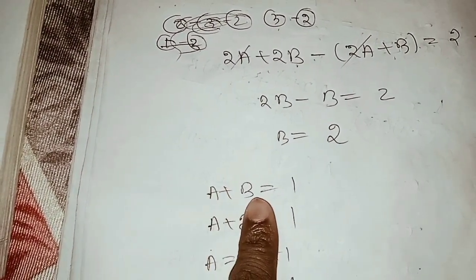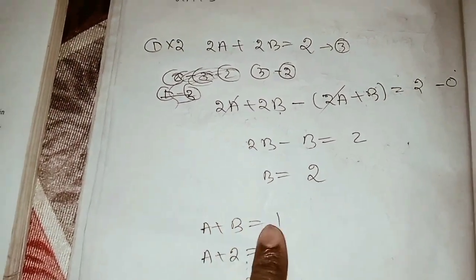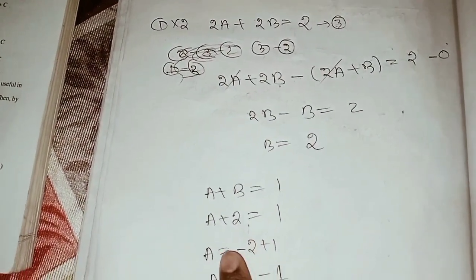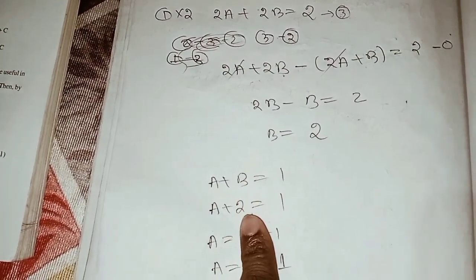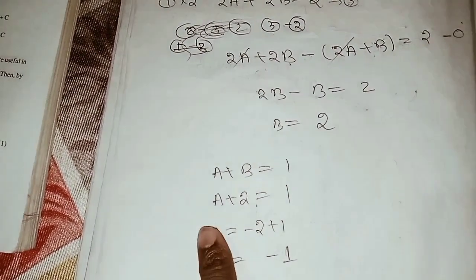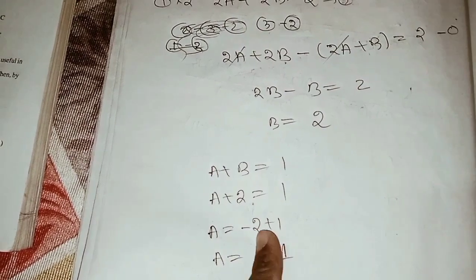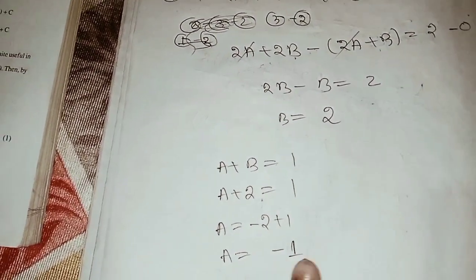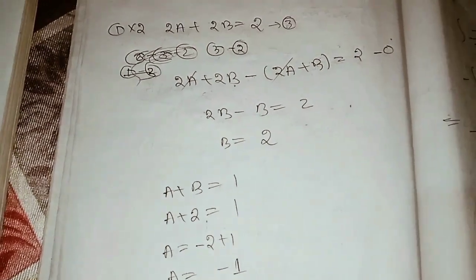So a plus b what? a plus b is equal to 1. This is equation number 1. So the value of b is 2. So in place of b we can put 2, and when we convert, we get minus 2 plus 1, which is minus 1. Okay.